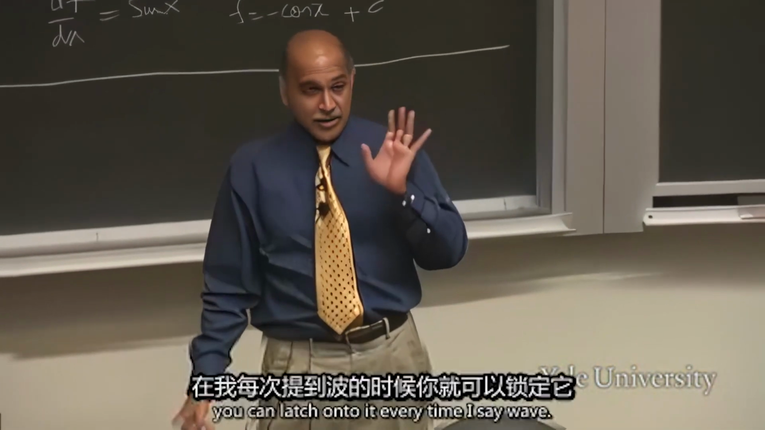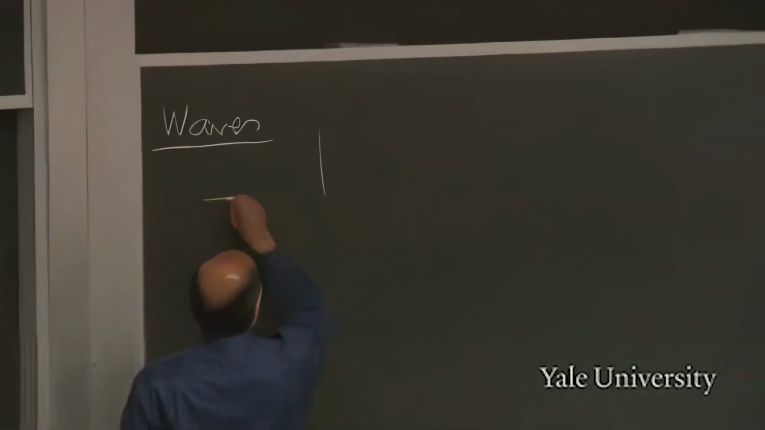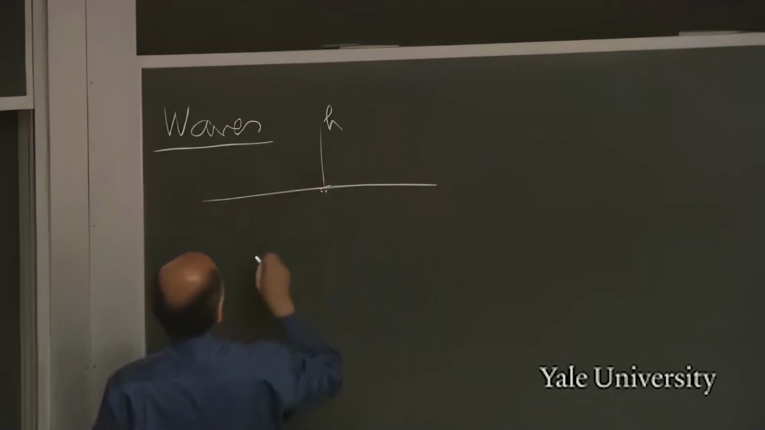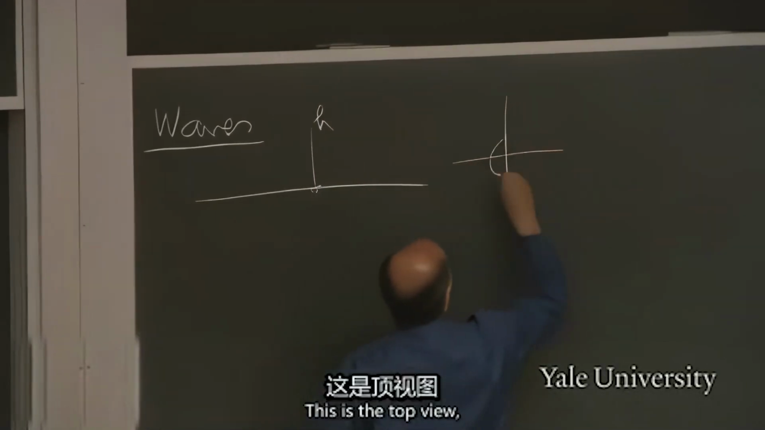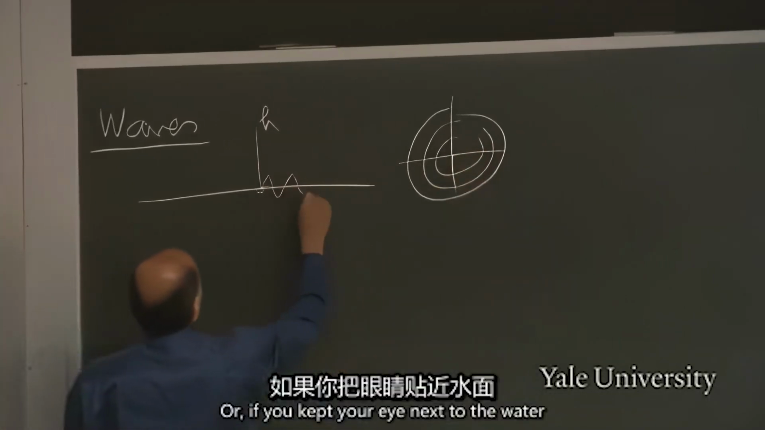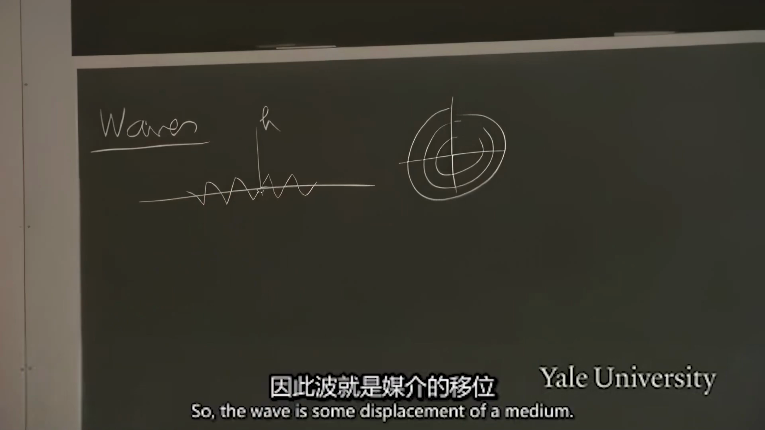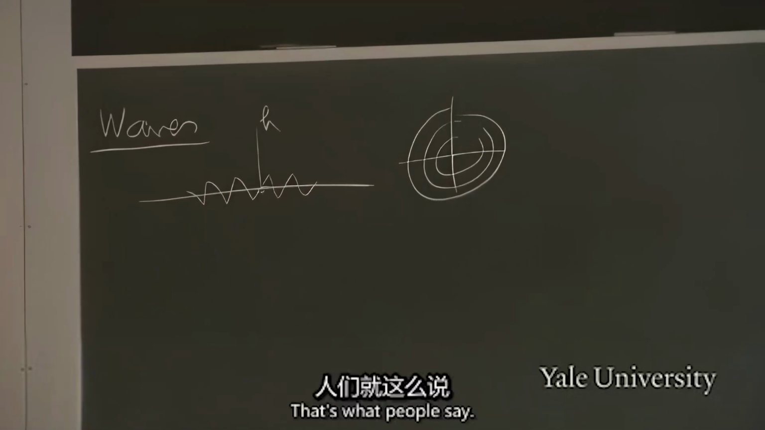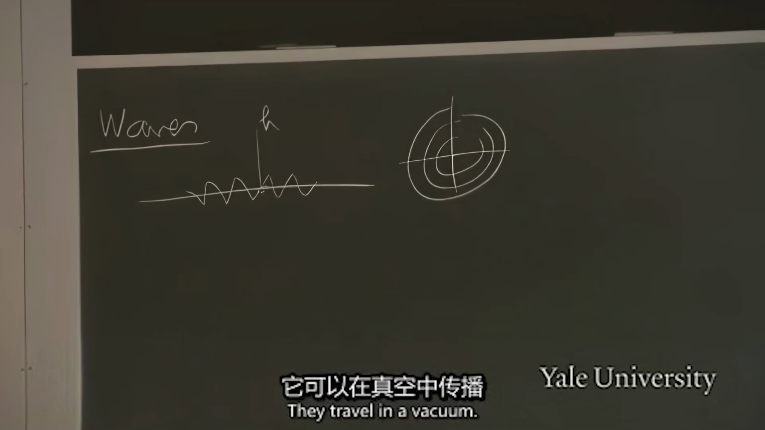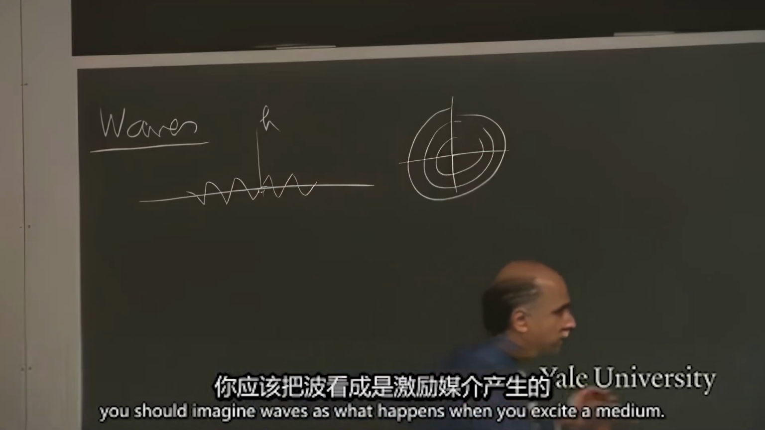If you've got one example, you can latch onto it every time I say wave. So what's the wave in this problem is that if I draw a plot of the height of the water versus the place where I drop the rock, or maybe I should do a top view here. If this is the top view, after a while you got these ripples emanating from this point. Or if you kept your eye next to the water, you will find these ups and downs going outwards. So the wave is some displacement of a medium. That's what people say. That's not a perfect definition because we know electromagnetic waves have no medium. They travel in vacuum. But for this course, you should imagine a wave as what happens when you excite a medium.